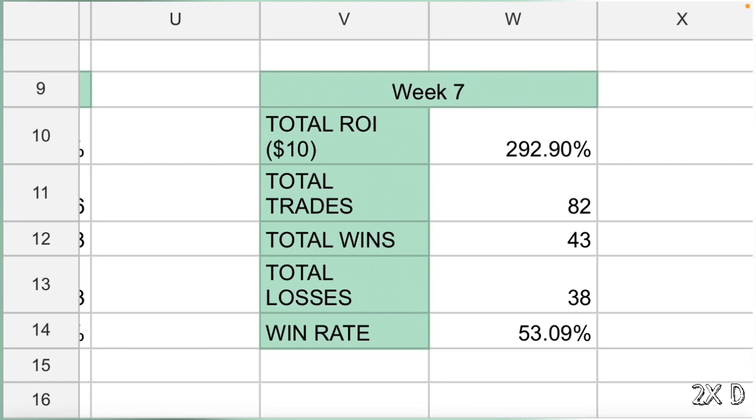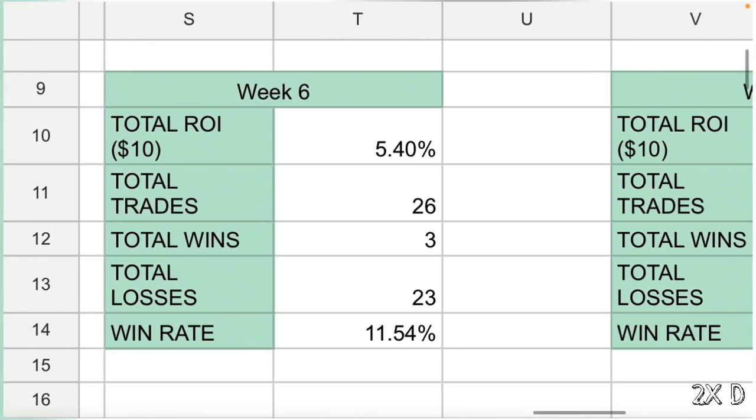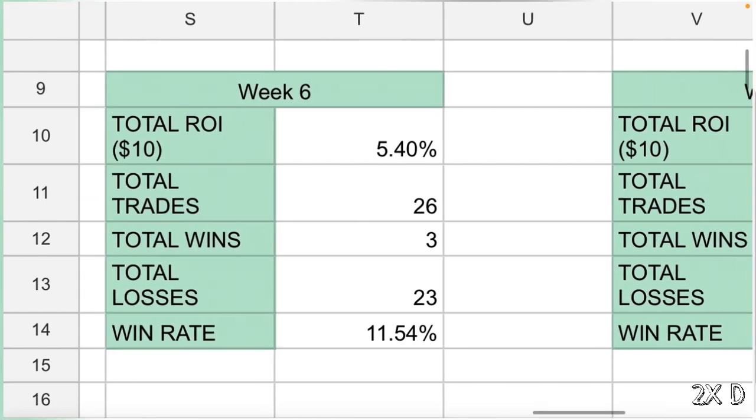With total trades being 82, my winners were 43 and total losses were 38. So this means that the win rate for that week was 53%, right? So week 6, my account is sitting at $30.50.